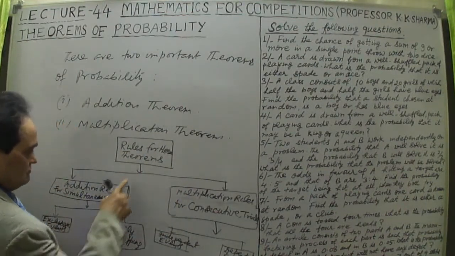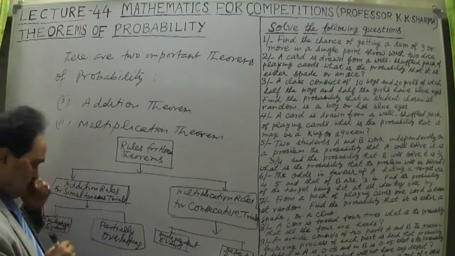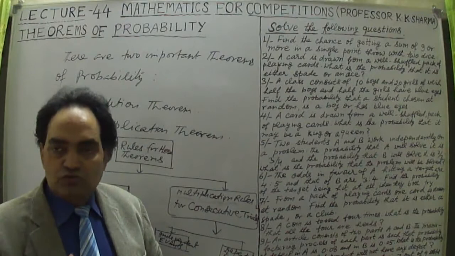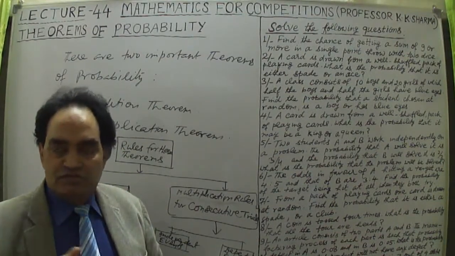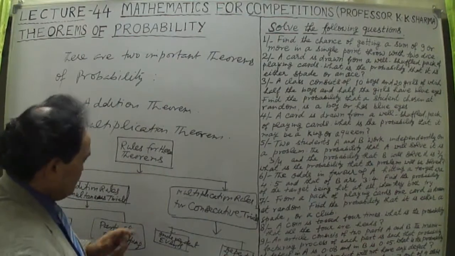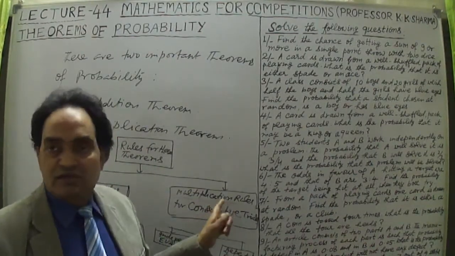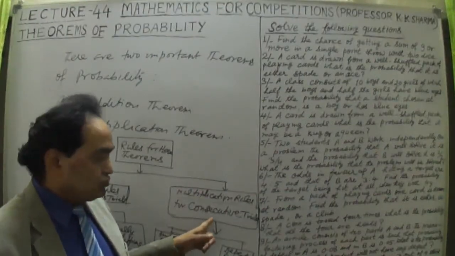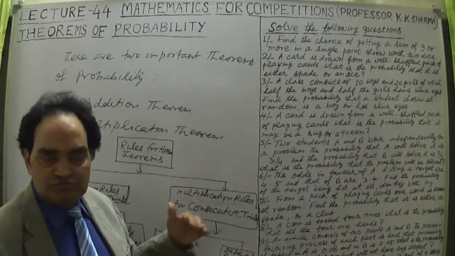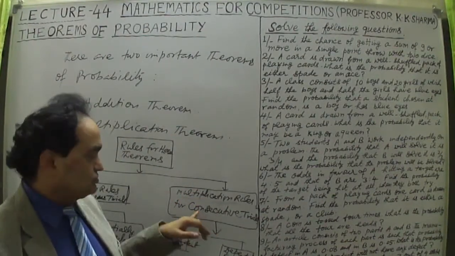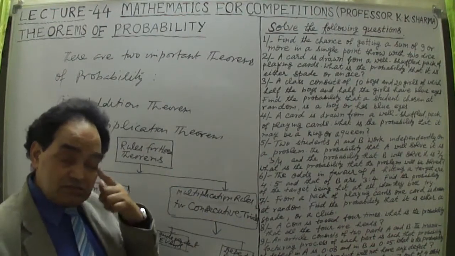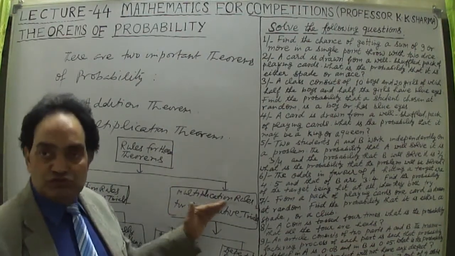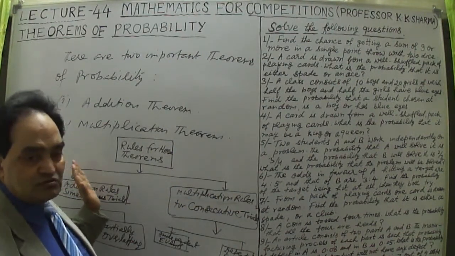The addition rule is for simultaneous trials, or simultaneous occurrence of trials, when two or more than two events are happening together at the same time. And here one event has occurred, then the other is occurring. This is a consecutive event. The multiplication law is applied for consecutive events or consecutive trials. Consecutive means one after the other. This is the basic difference between the addition rule and the multiplication rule.